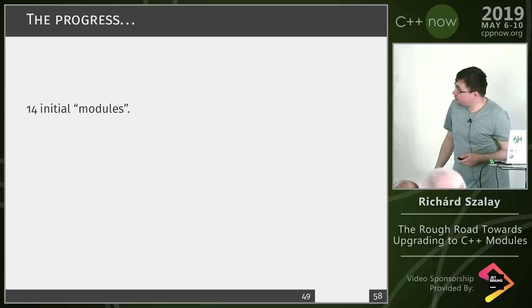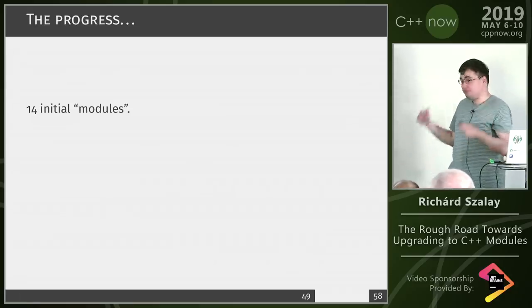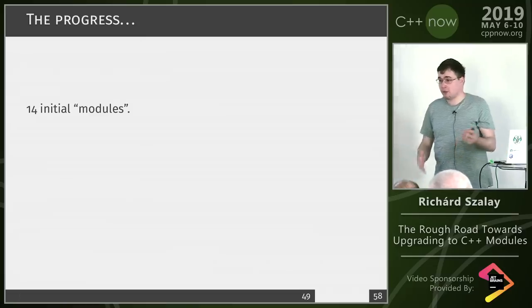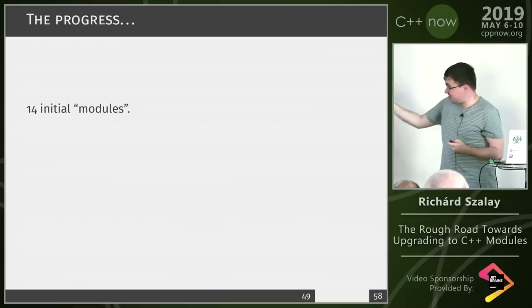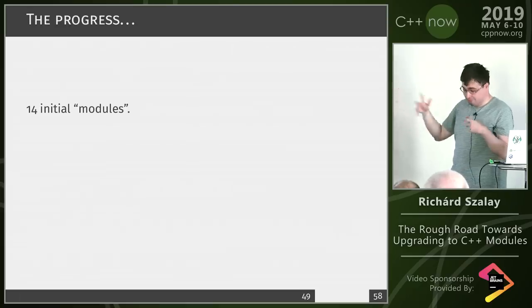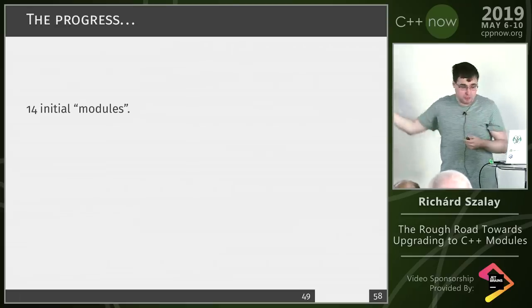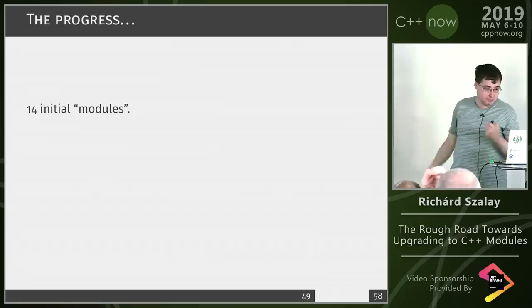So I opted for 14 initial modules, an arbitrary decision. I tried different cuts on the project. This seemed to have the nicest looking, completely arbitrary. You just give some initial input to it.